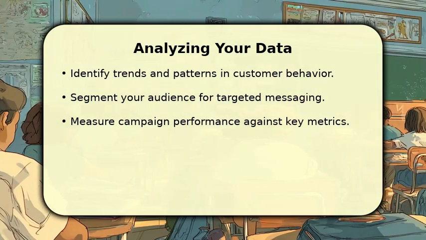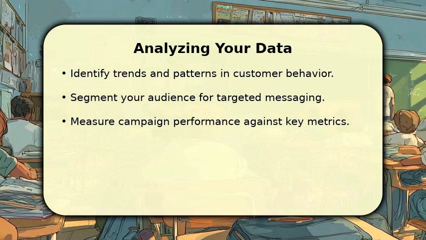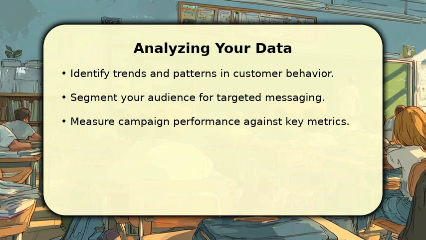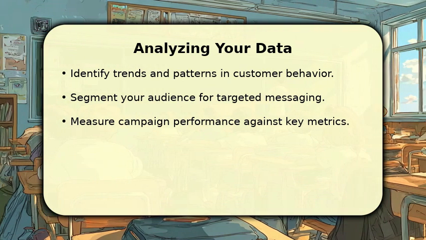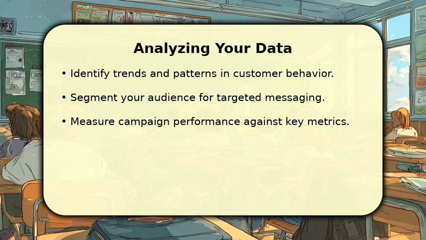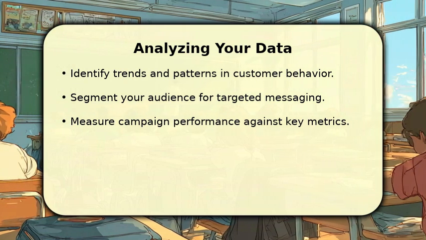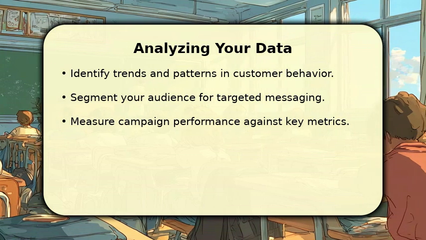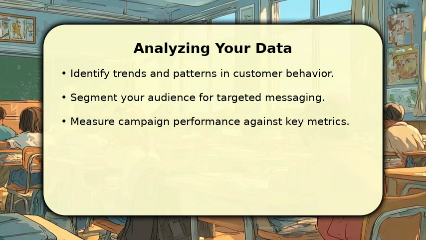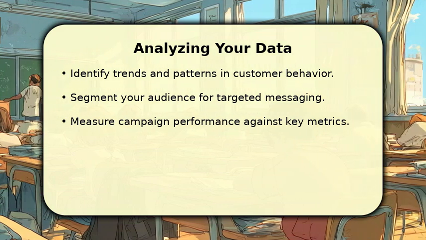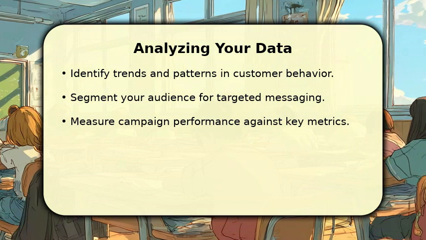Once you have your data, the next step is to analyze it effectively. Look for trends and patterns in customer behavior, such as peak shopping times or preferred product categories. Segment your audience into distinct groups, perhaps by age or interest, to tailor your messaging. Measure the performance of your campaigns against key metrics like conversion rates or cost per acquisition. Don't forget to use A/B testing to compare different approaches and see what truly resonates.